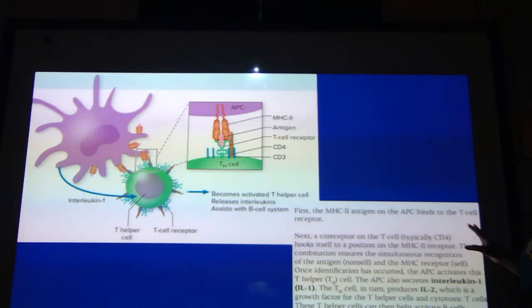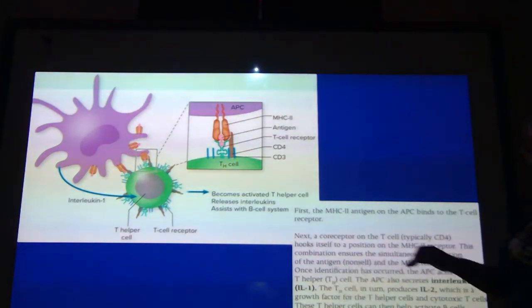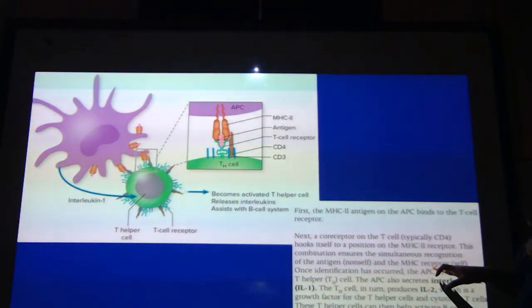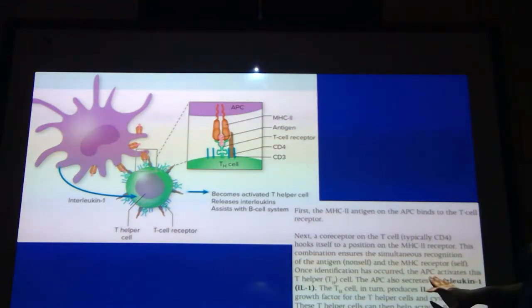The MHC2 antigen on the antigen-presenting cell first binds to the T cell receptor. Next, a co-receptor on the T cell, CD4, hooks itself into position on the MHC2. This two-step binding allows the helper T cell to acknowledge that it recognizes the antigen, and because it's being bound to MHC2, it's also the right MHC that it's binding to. Once that happens, the antigen-presenting cell activates the helper T cell by releasing interleukin 2.